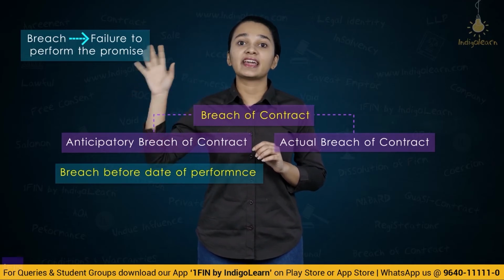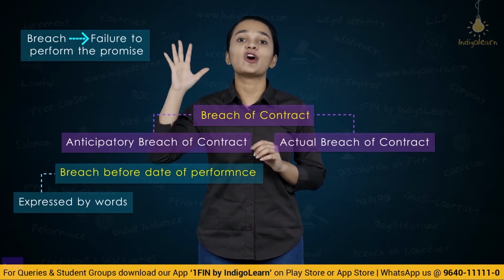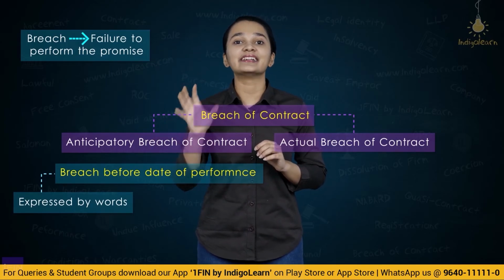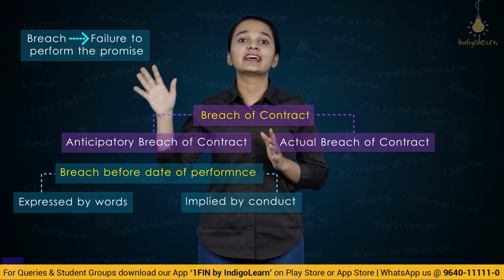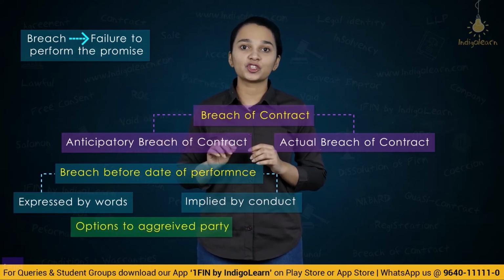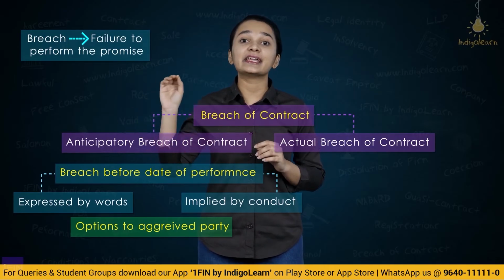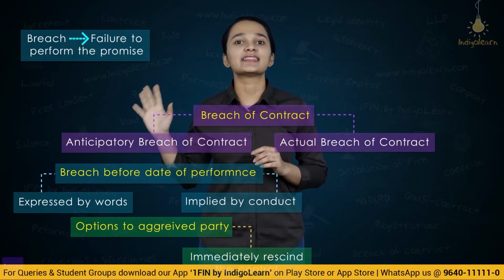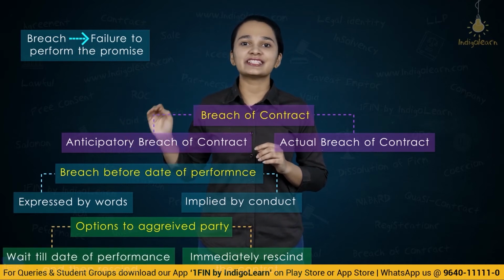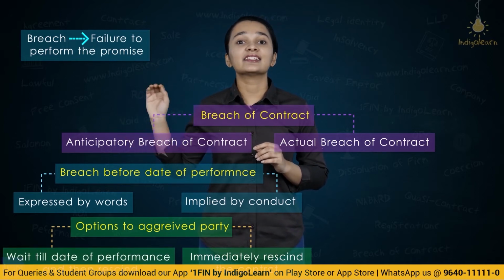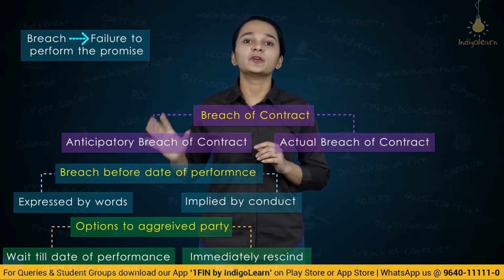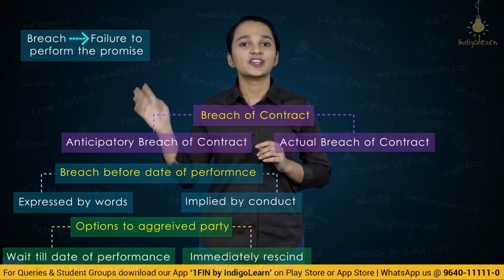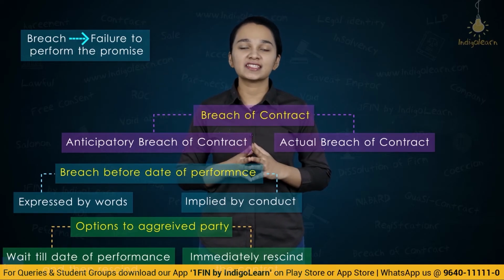Anticipatory breach can either be expressed by words spoken or written, or it can be implied by conduct of one of the parties. And in case of anticipatory breach of contract, the aggrieved party has got two options. One is he can immediately rescind the contract. The second is he can consider the contract still operative and wait till the date of performance before he rescinds the contract. So these are the two options which are available with a person in case of anticipatory breach of contract.